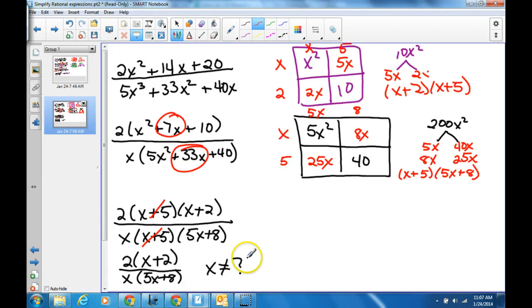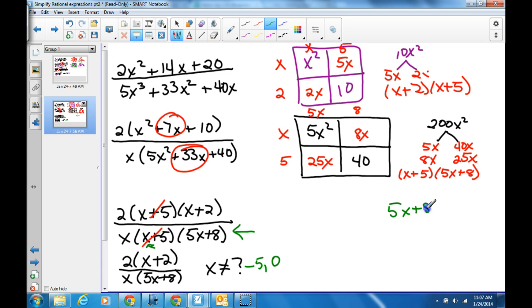But I still need to find out what my values of x are that are not possible. And remember, when I'm doing that, I am looking at the denominator right before I canceled everything out. So what are my 3 values of x that x can't be? It can't be a minus 5. That's based on this one right here. Well, no, it can't be a minus 8. It can't be what? How about this one? A 0.